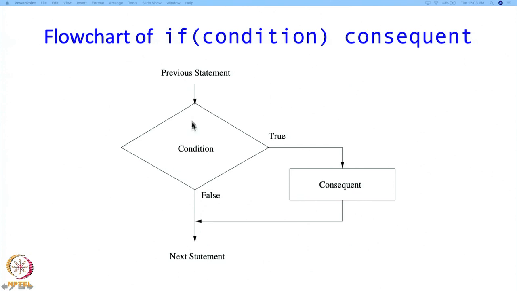Now this diamond indicates the condition, and if the condition comes out to be true, then the control moves out in this direction where we have put true. So if the condition is true, then after that the consequent will get evaluated. After the consequent is evaluated, the control will come out and go on to the next statement. If on the other hand the condition was false, then this branch is taken out of the diamond and it will directly go to the next statement.